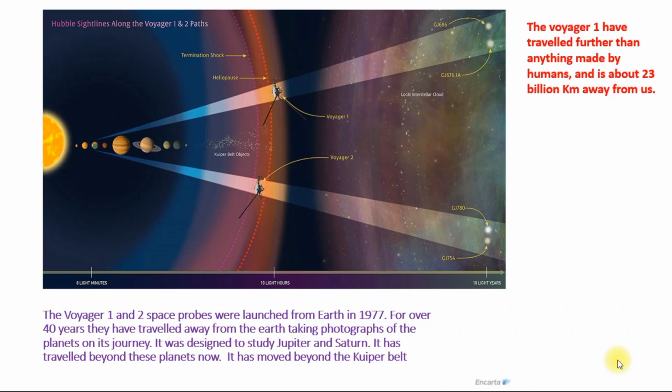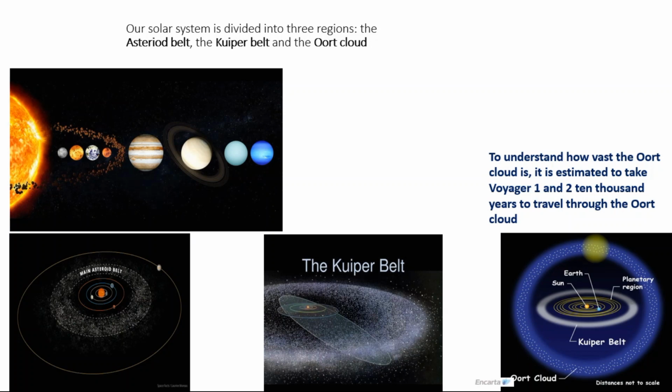Now, these space probes have traveled far beyond the Kuiper belt. Okay, at this time, Voyager 1 has traveled further than anything made by humans, and is about 23 billion kilometers away from us. But in our solar system, we have three clear regions. Okay, the asteroid belt, the Kuiper belt, and the Oort cloud.